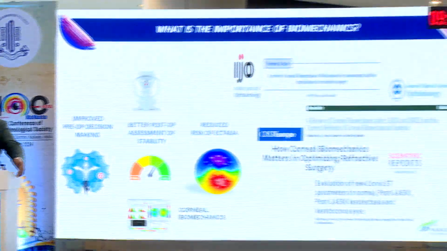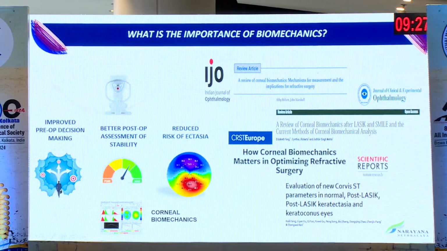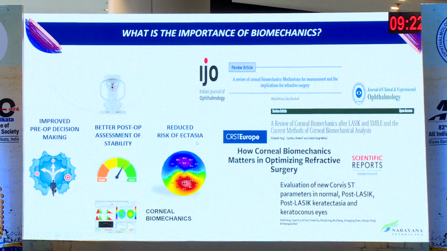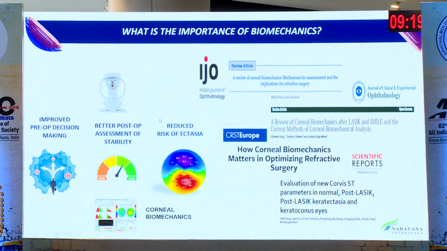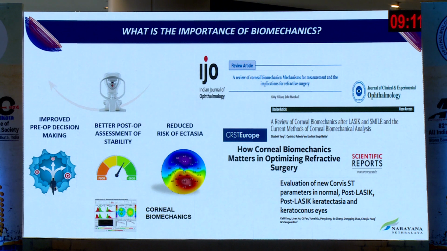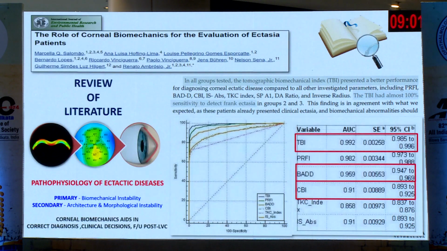When you look at the importance of biomechanics from a perspective of refractive surgery, in theory it helps to make an informed pre-decision and a better post-op assessment of stability. Definitely it's known to reduce ectasias, and there are enough papers and articles regarding how it can be incorporated into your clinics. So now we are looking at a generation where you have a balance of corneal topography and corneal strength, the biomechanical strength. There is a lot of literature on this.